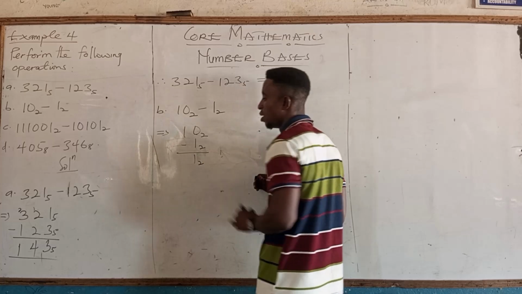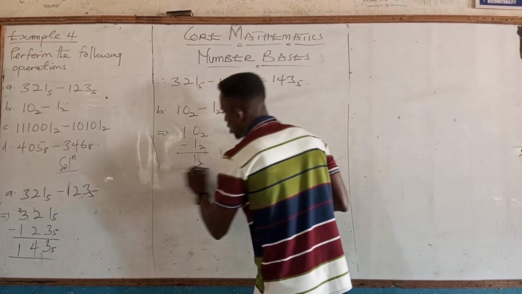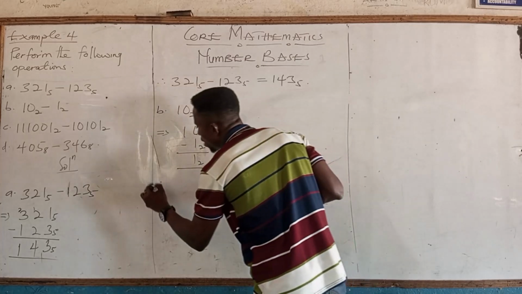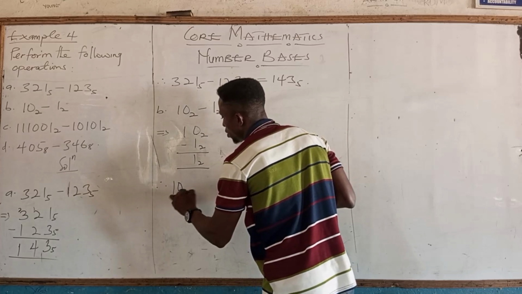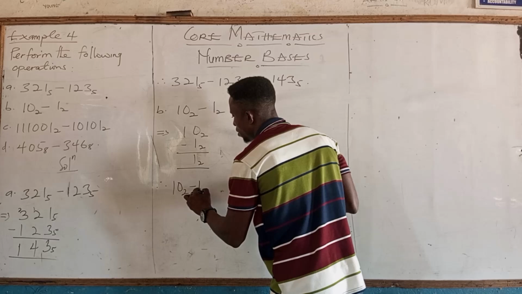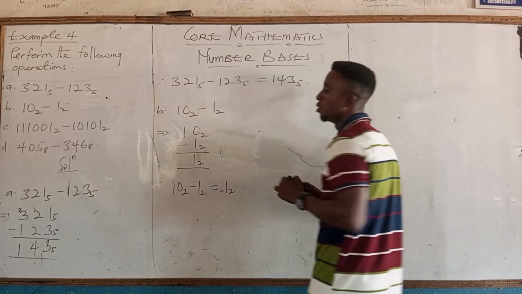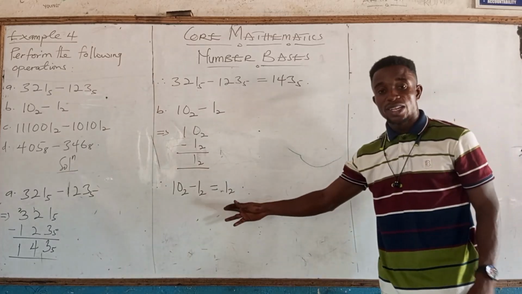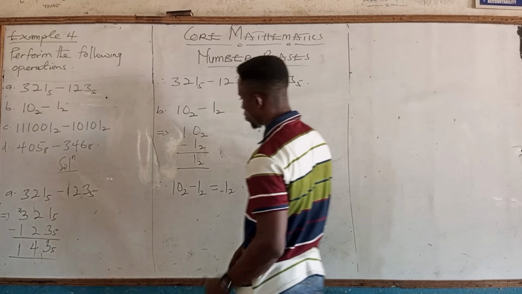1. Then here is left with 0. So that is the answer. So we say therefore 10 base 2 minus 1 base 2 is equal to 1 base 2. And I hope you're able to get this, right? Okay, good. Let's move on to the next one.